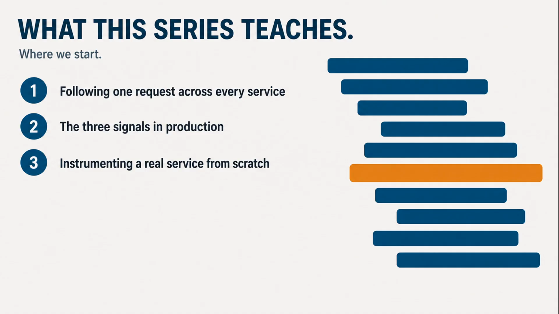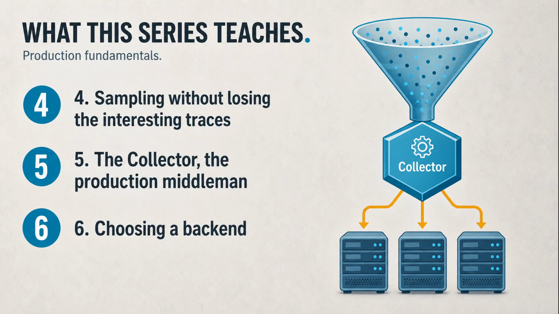So here is what the series gives you, end to end. For example, following one request through every machine it touches, the 3 signals in production, and when to reach for each one, instrumenting a real service from scratch. Right. Walk me through the harder ones. Sure, sampling, because nobody stores every trace, and the strategy matters more than people think. The collector, which is the middleman every production deployment ends up running. Choosing a backend. And the production culture pieces?